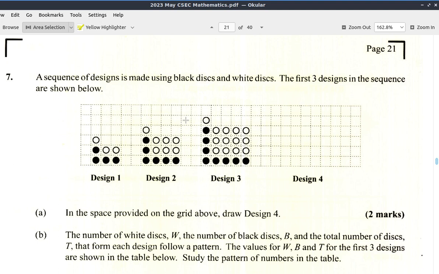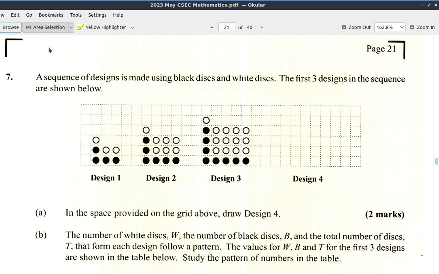A sequence of designs is made using black discs and white discs. The first 3 designs in the sequence are shown below. You have design 1, design 2, design 3. Design 4 is a blank space. In the space provided on the grid above, what you must do is draw design 4.